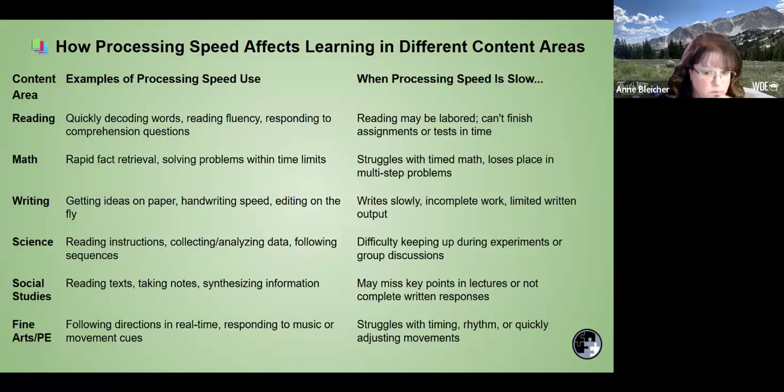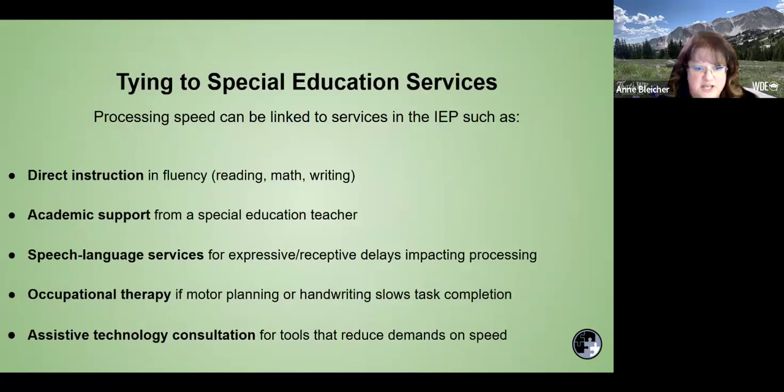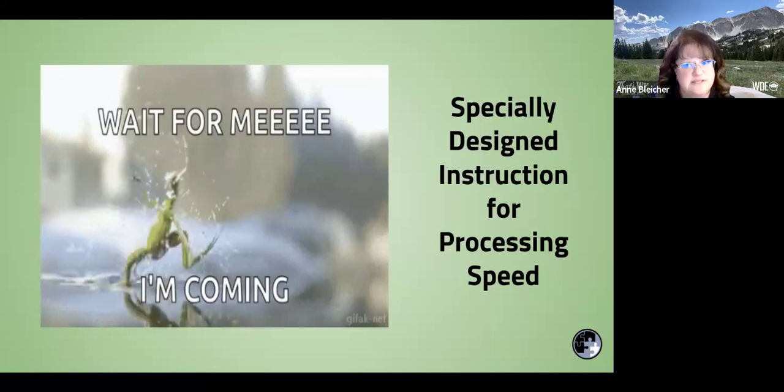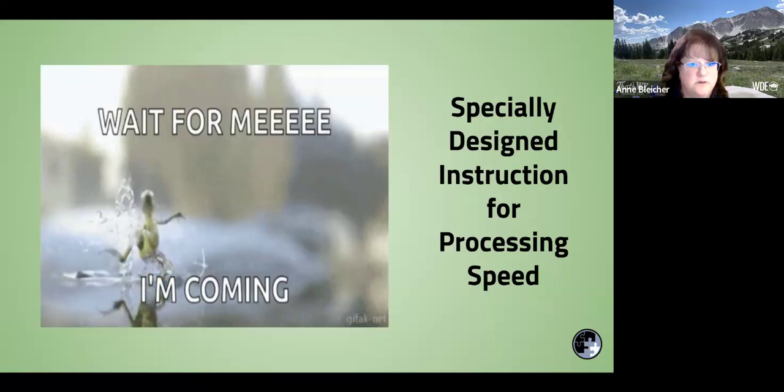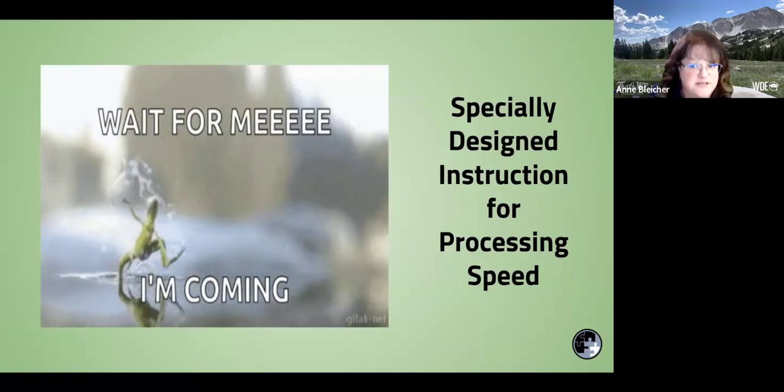And so when we think about tying that to special education services, that might look like direct instruction in fluency, academic support from a special education teacher, potentially speech language services for expressive or receptive delays that impact processing, and occupational therapy, if motor planning or handwriting slows task completion. And when we think about specially designed instruction for processing speed, we're not just waiting for kids to catch up, or we shouldn't be waiting for them to catch up. We really need to teach them how to compress their ideas and prioritize their output.